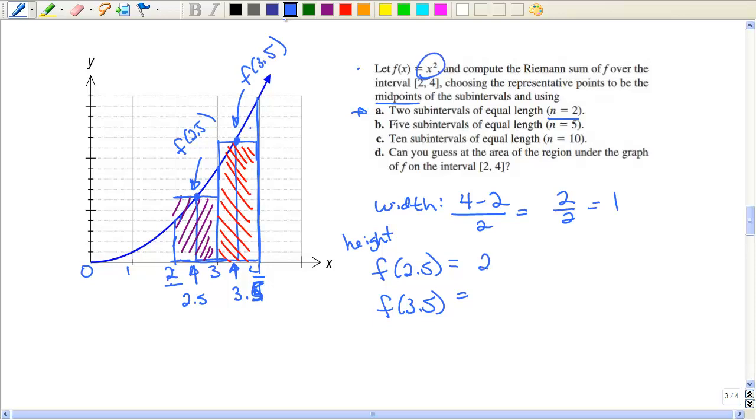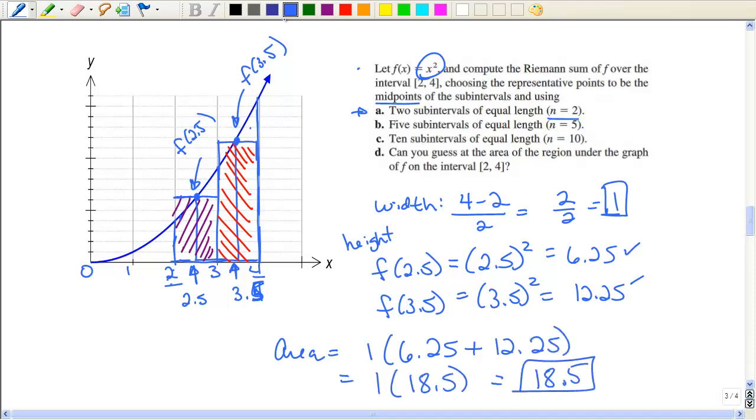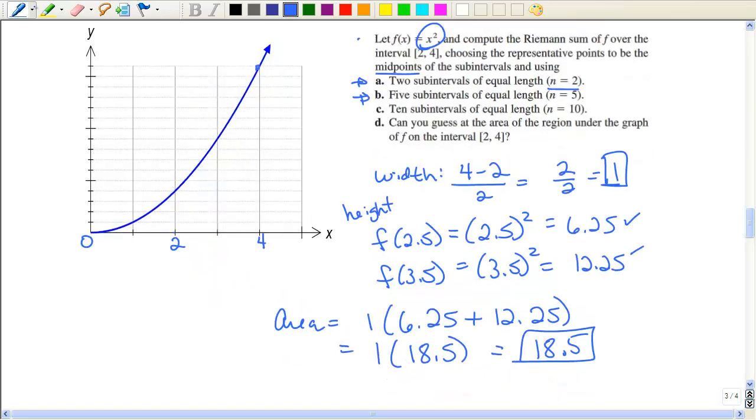So my function is x squared. So I need 2.5 squared and I need 3.5 squared. So I have my height, I have my width. So the area would be the width times the sum of the heights. So I have 18.5 square units. Now I'm going to repeat the process except using 5 subintervals. So theoretically I should get a better approximation. So I want 5 subintervals.